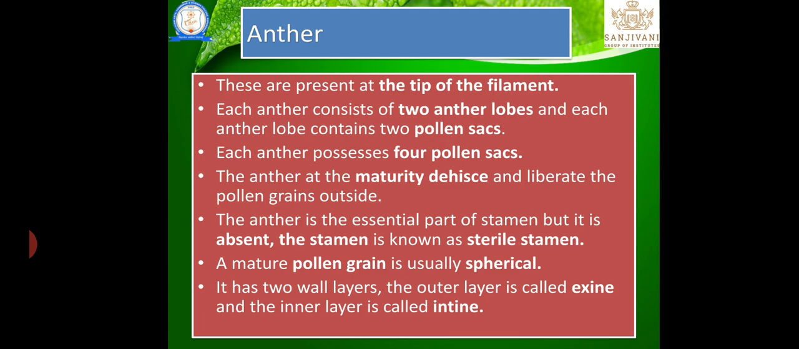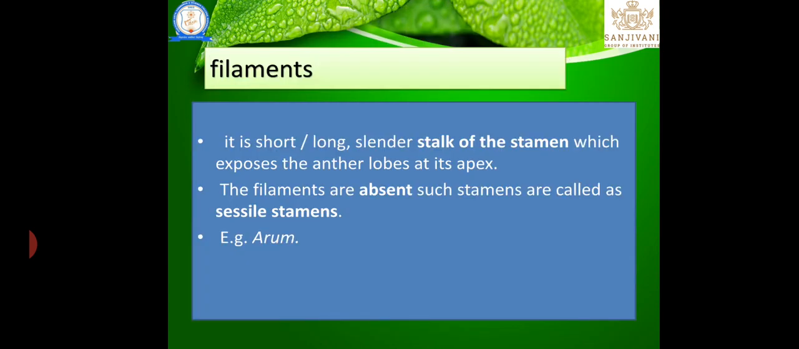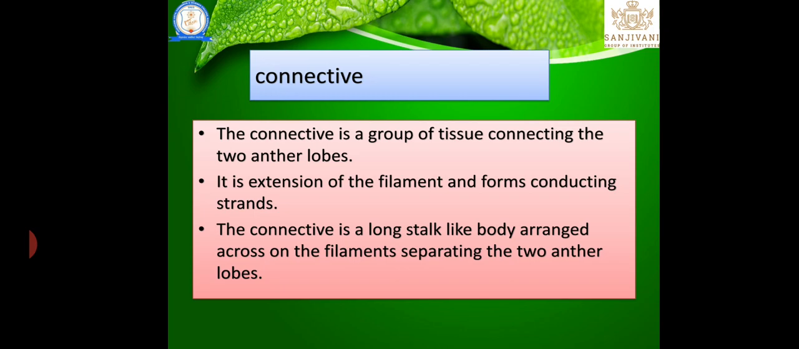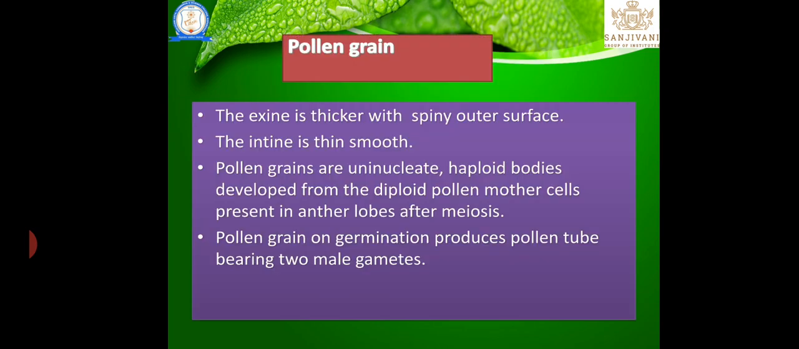Pollen grains are spherical in nature. They have two layers, the exine and the intine. Filament is the stalk of a stamen. A stamen without a filament is known as a sessile stamen. Connective is a group of tissue connecting the two anther lobes. The extension of the filament forms the conducting strand. The connective is a long stalk-like body arranged on the filament, separating the two anther lobes.